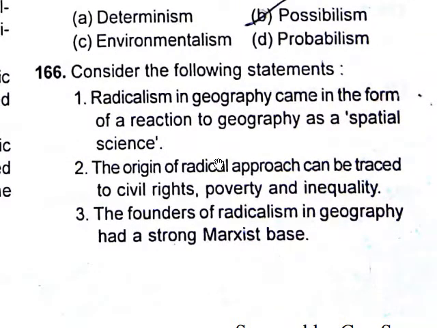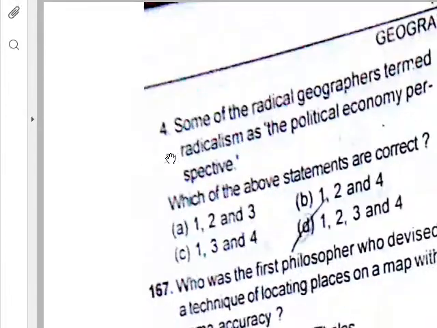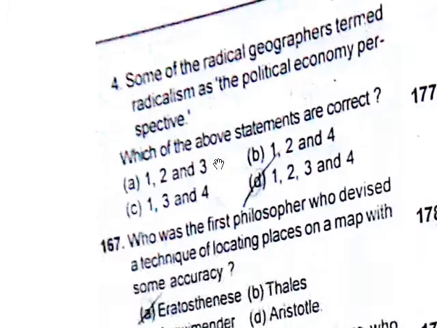Radicalism in geography came to be a reaction to geography as a spatial science. It is correct. The origin of radical approach can be traced to civil rights, poverty, and inequality. And third, the founders of radicalism in geography had a strong Marxist base. Next, some of the radical geographers termed radicalism as a political economy perspective. 1, 2, 3, all are correct.